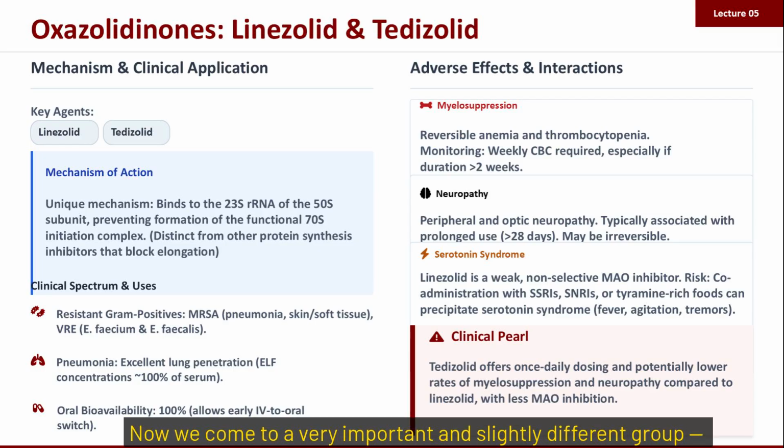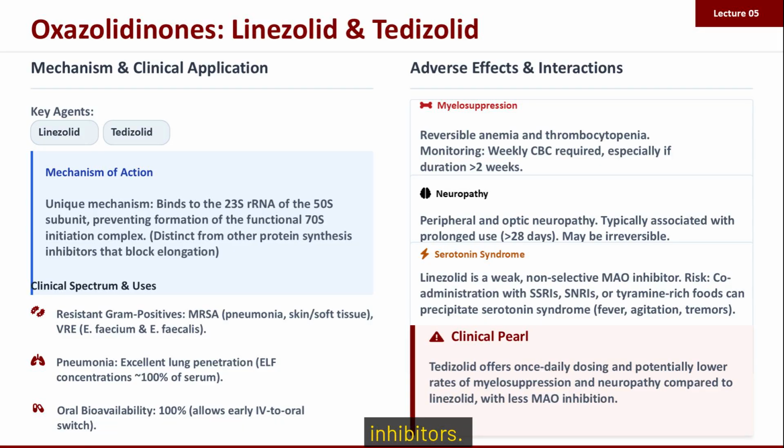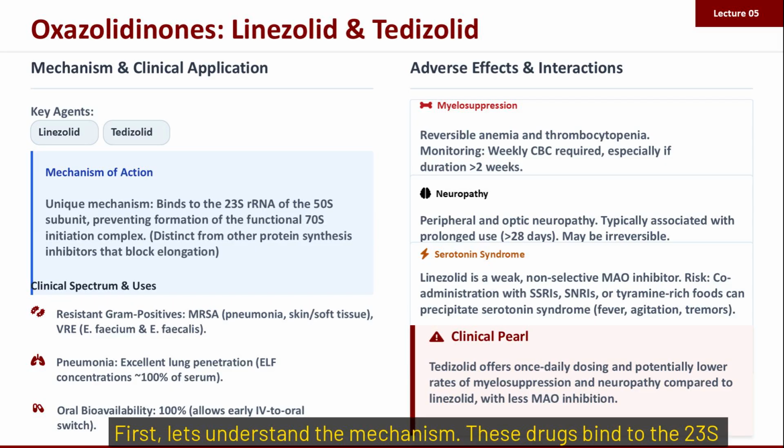Now we come to a very important and slightly different group, oxazolidinones, mainly linezolid and tedazolid. These drugs are special because their mechanism is different from all other protein synthesis inhibitors. First, let's understand the mechanism.